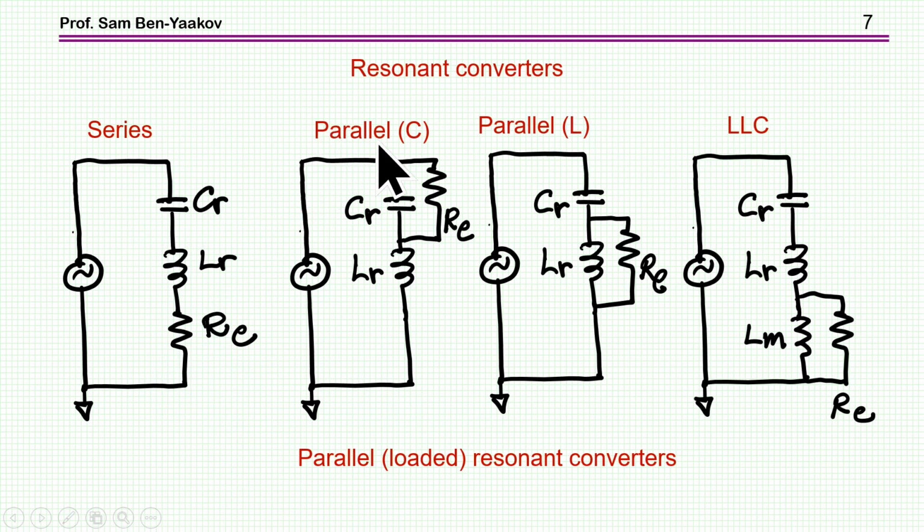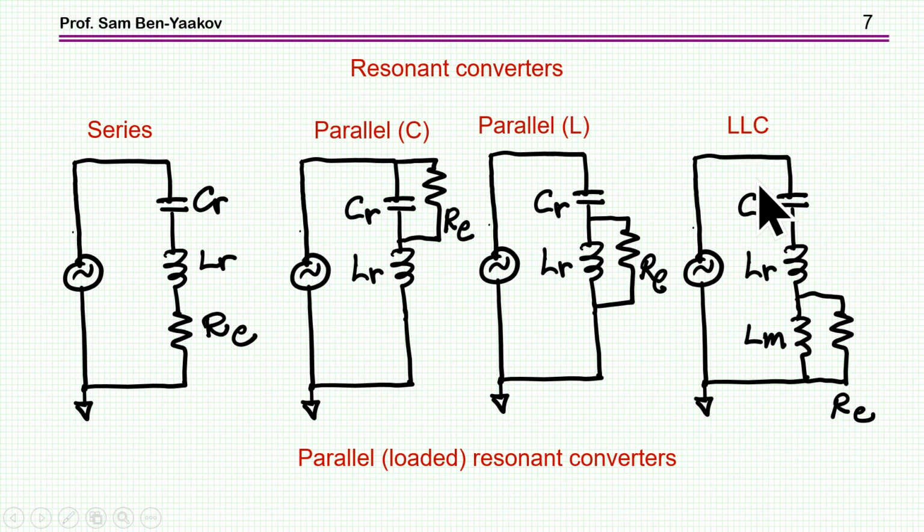We have a parallel resonant converter in which the load is in parallel to either the capacitor or the inductor. This is actually called a parallel loaded resonant converter. The "loaded" is normally dropped. So when we say parallel resonant converter, we mean one of these.